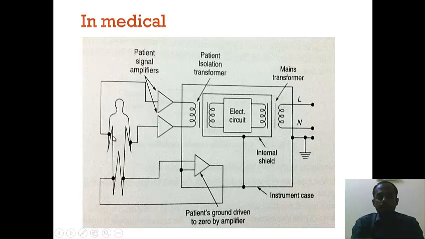Now the patient signal will be amplified by these signal amplifiers and given to the primary winding of this transformer. The secondary winding of the transformer takes the signal and gives it to the electrical circuit. This electrical circuit is being excited by this mains transformer, which receives power supply from these L and N points. This point is for an internal shield, and this is for an instrument case. So these two points are connected, and the patient is given a 0 ground by the amplifier using this.